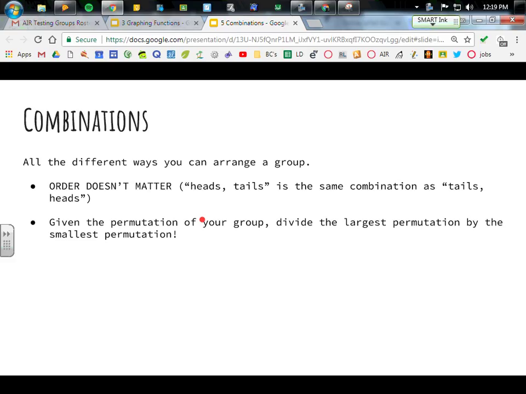All right, so what are combinations? They're all the different ways you can arrange a group. Now, in a combination, order doesn't matter. With a permutation, order did matter.